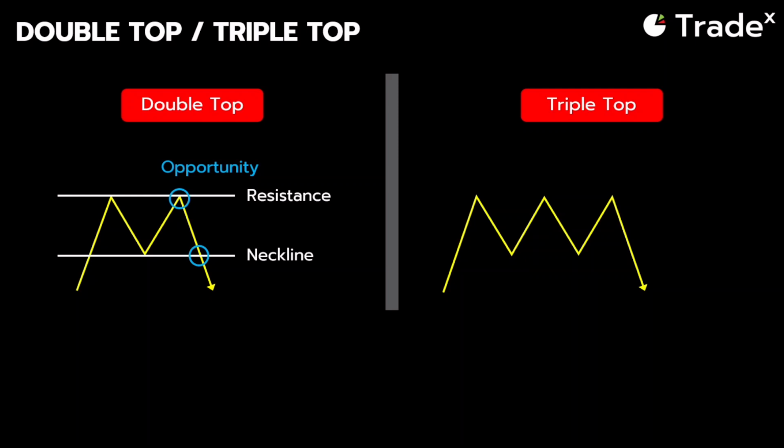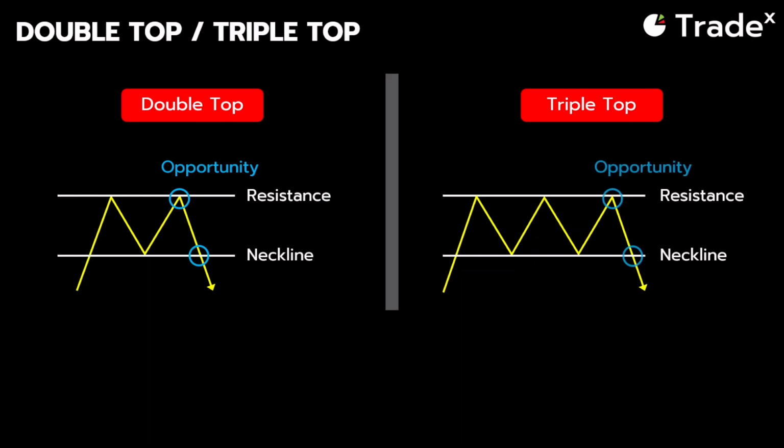Each peak represents a point of strong resistance where the price fails to break higher. The repeated inability to surpass this resistance signals increasing selling pressure. The troughs between the peaks form a support level, or neckline, which acts as a critical point for traders. Trading opportunities generally appear after the third peak, as traders often consider entering positions when the price begins to fall from the resistance level.